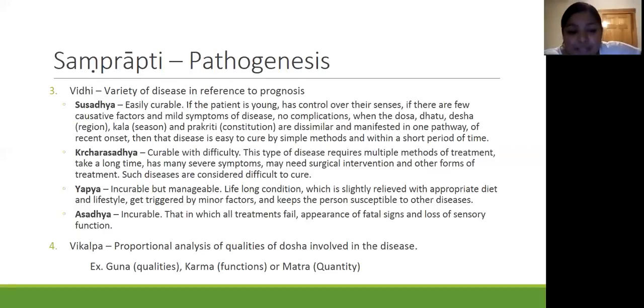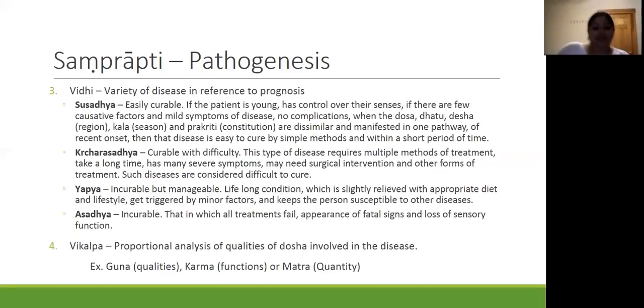So the yapya conditions, they tend to get triggered by minor factors, and it always keeps the person a little bit susceptible to other disease conditions, because if you have a disease that is there lifelong, it means that your immunity or your bala, the rogi bala, is naturally lower because the roga bala is much stronger, and the roga bala is consistent. We can't ever get rid of that. We can reduce it a little bit, but we can't get rid of it. And because we can't get rid of it, it always is going to affect the rogi bala or the person's strength.